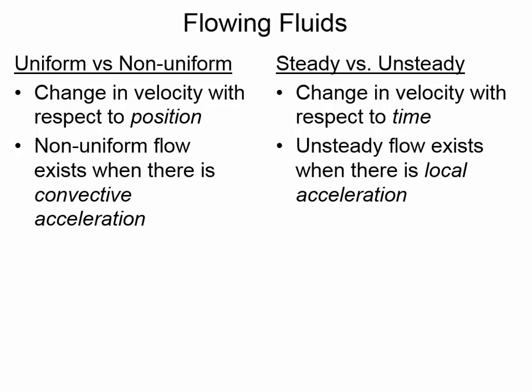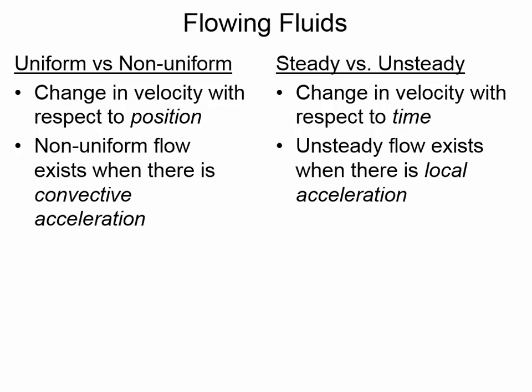In the previous lecture, we only had the first bullet point on each side. In comparing uniform and non-uniform, last time we already dealt with the fact that it's a change in velocity with respect to position. That's the key characteristic that distinguishes uniform flow from non-uniform flow. Whereas steady versus unsteady is not so much about position, but rather about time.